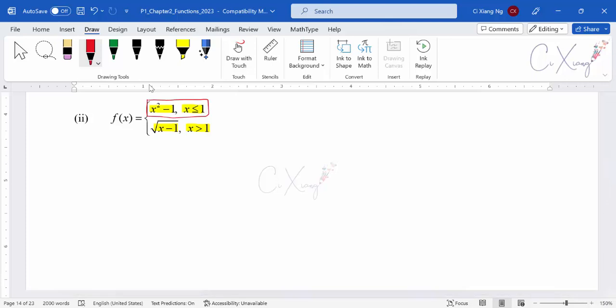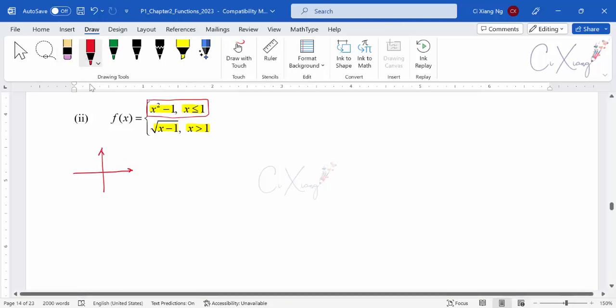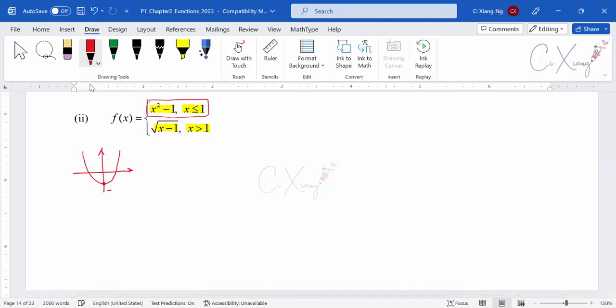I want to sketch x squared minus 1. To sketch x squared minus 1, the original graph is x squared, where it should be a U shape. And then when I have x squared minus 1, I have to shift the whole graph 1 unit down. When I shift the graph 1 unit down, it will look something like this. And this smallest value should be a negative 1.